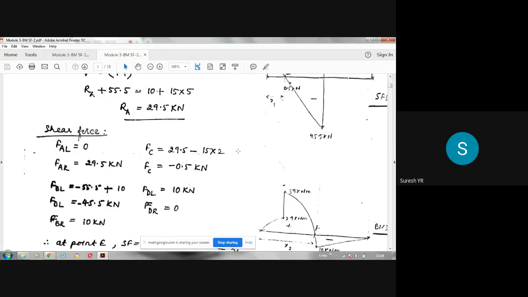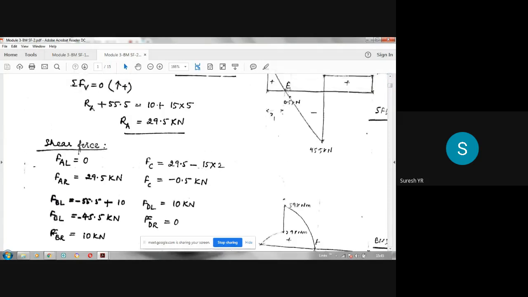Okay, that's what I have written here. Now to find the point E, you see here at the point E, the shear force value is 0. At this point E, the shear force diagram cuts the horizontal line. Here the shear force is 0. So let us find out at what distance.